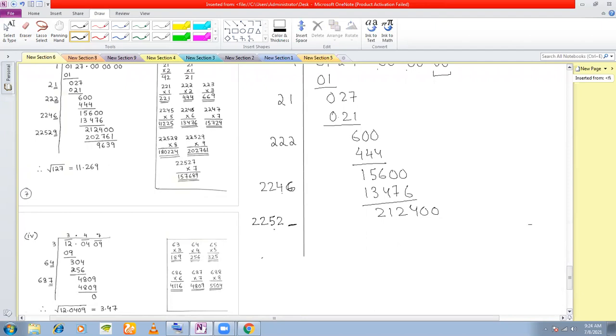Now we need to insert a digit here. So how do we get an idea what digit to insert? Mentally put a 0 here, and look at this number here. This number here is 2,12,400, which is very close to say 2,12,000 only. You can approximate this, and instead of 2,12,000, which is also very difficult to calculate, you can approximate this number to 2,10,000.